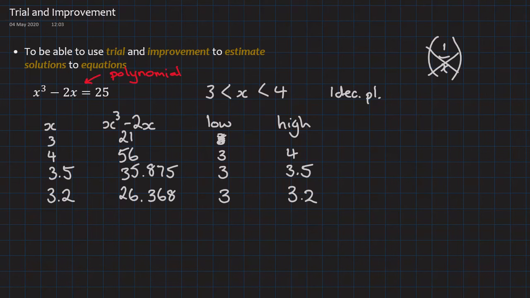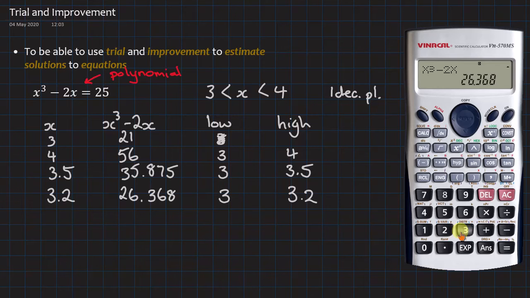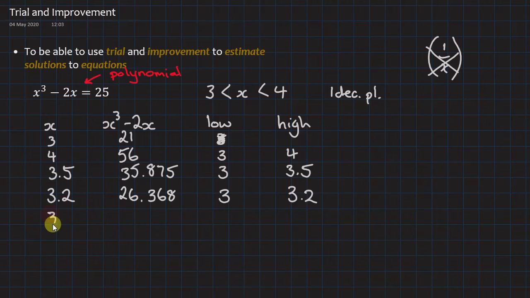So what's the next number to try after that? Let's try 3.1. There's only one other number to try, but I need to know, is it above or below 3.1 for my solution? So I do Shift, store, and I store that into my X, press equals, and then go up to my menu, calculate that formula, and I get 23.591. So 3.1 gives me 23.591. That now means that 25 can be found when I put in numbers between 3.1 and 3.2.